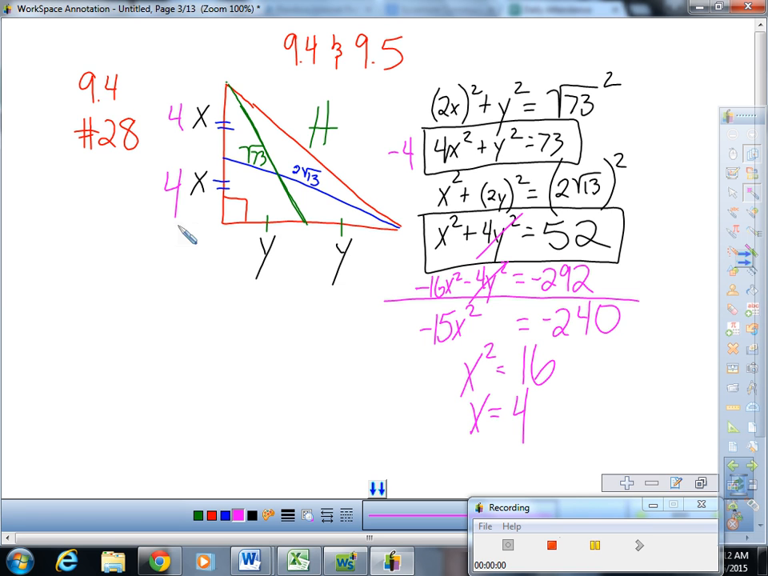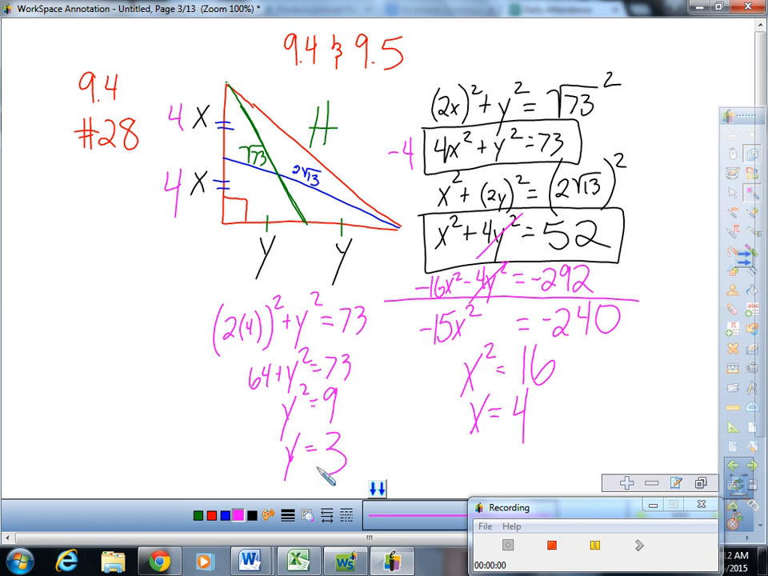Let's plug it in right here. So we have (2 times 4) squared plus y squared is equal to 73. So that's 8 squared, so 64 plus y squared is 73. Subtract 64 from both sides. Y squared is 9. So y is 3, which makes this side, what? 6, 8, 10. H is 10, Michael Jackson. He's everywhere, I'm telling you. He's everywhere. Next question. Janet.